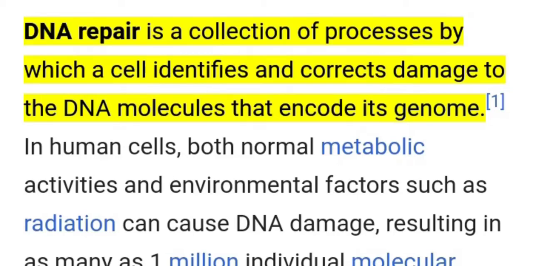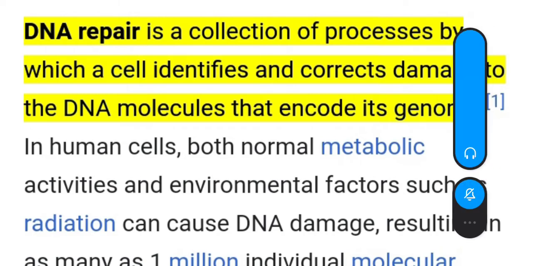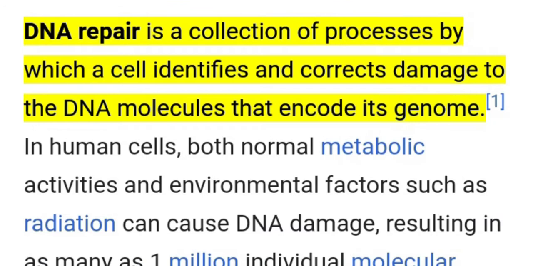So we are now going to discuss DNA repair. Now, what is DNA repair? As given above, DNA repair is a collection of processes by which a cell identifies and corrects the damage to the DNA molecules that encodes its genome.